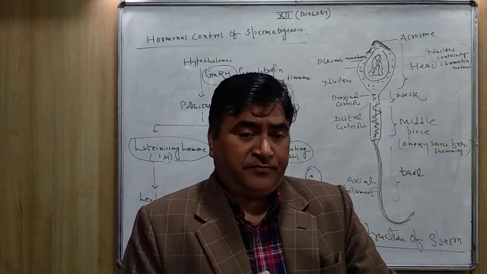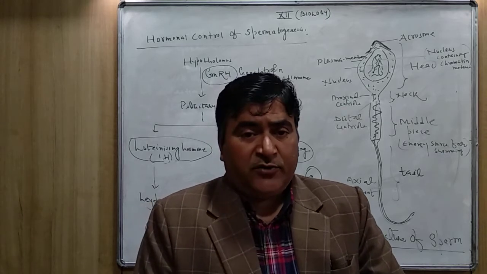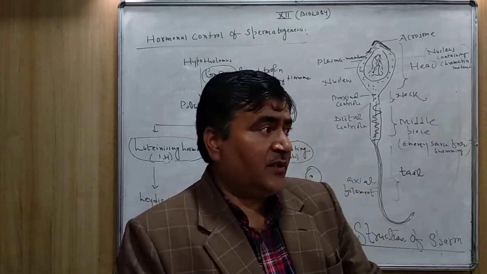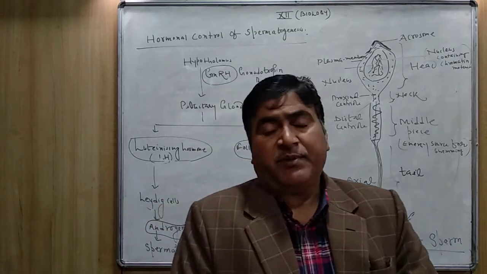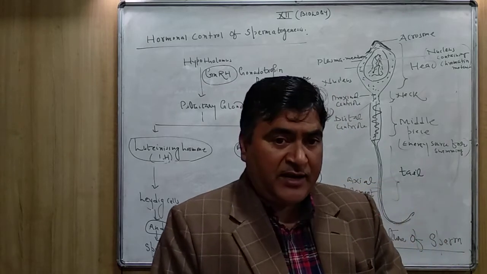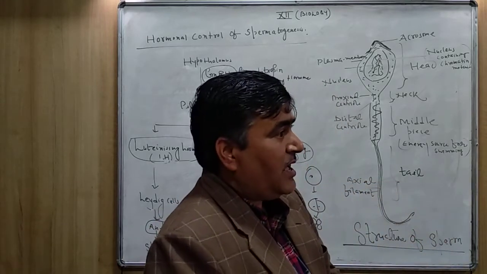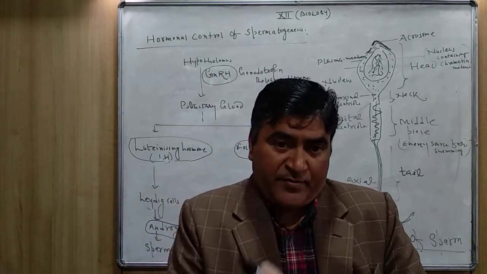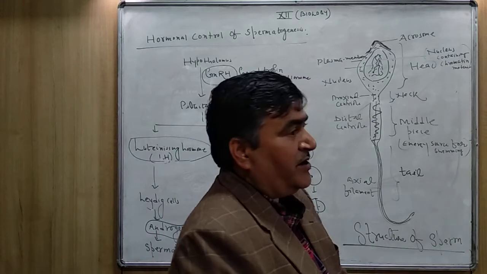So overall, the two centrioles lie inside the neck region. The primary centriole helps in the cleavage of the zygote, and the distal centriole helps in the formation of the axial filament of the tail.